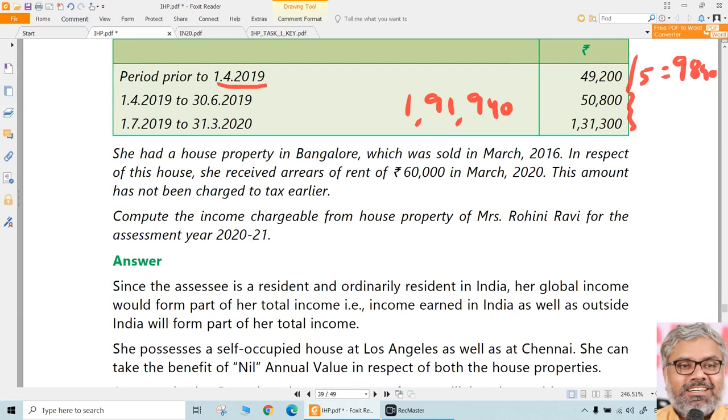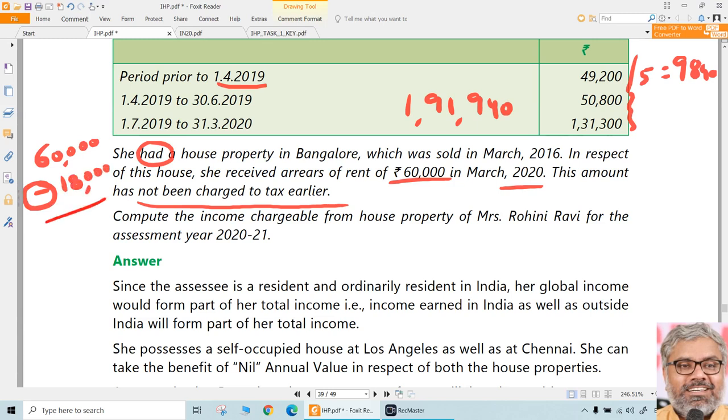And in addition to this, she had a house property at Bangalore. She had it, not now, and it was sold in March only. But in respect of this, she received arrears of rent of 60,000 in March 2020, which is our previous year. Earlier, this amount has not been charged to tax. So now it should be taxed under 25A. So 60,000 is deemed to be her income, even though she is not the owner of the property, but subject to a 30% deduction under 25A. So after deduction of 30%, 42,000 will be positive income from this Bangalore property.